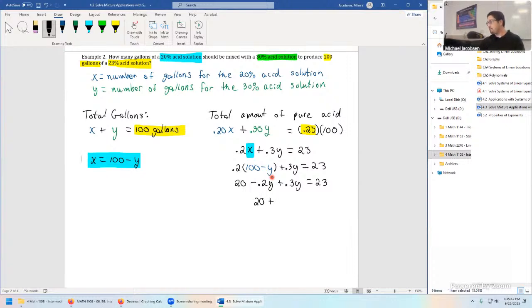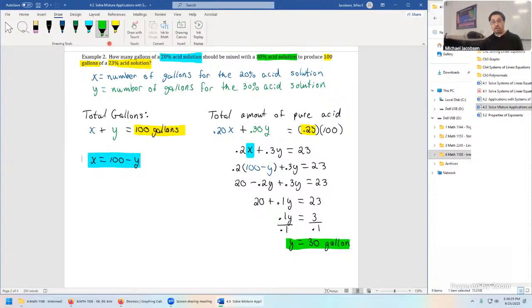We have 20 plus a 0.3y. You can think of this as a minus a 0.2y, just leaves a 0.1y equals 23. Subtracting 20 from both sides gives us just 3 now. And when you divide by a 0.1, it's kind of like the opposite of multiplying by 100. This is going to move the decimal one spot to the right on this one. So this is going to be y equals 30, and the unit for this was gallons.